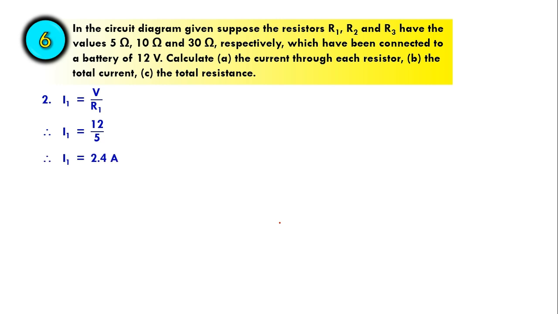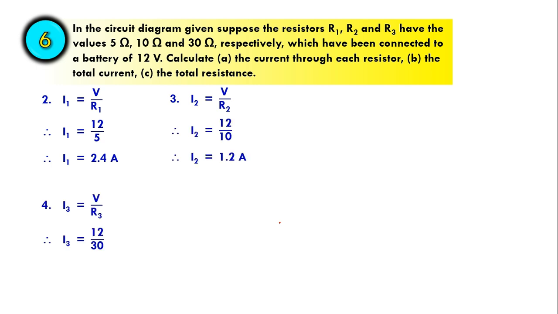I1 is equal to V by R1, that is 12 volts battery, and R1 is 5 ohms, and then that is 2.4. I2 is equal to what? Current in the second resistor V by R2, that is 1.2 amps. I3 is equal to what? V by R3, that is equal to 0.4 amps. And next bit is the total current, I1 plus I2 plus I3, that is equal to 2.4 plus 1.2 plus 0.4, that is equal to how much? 4 amps.